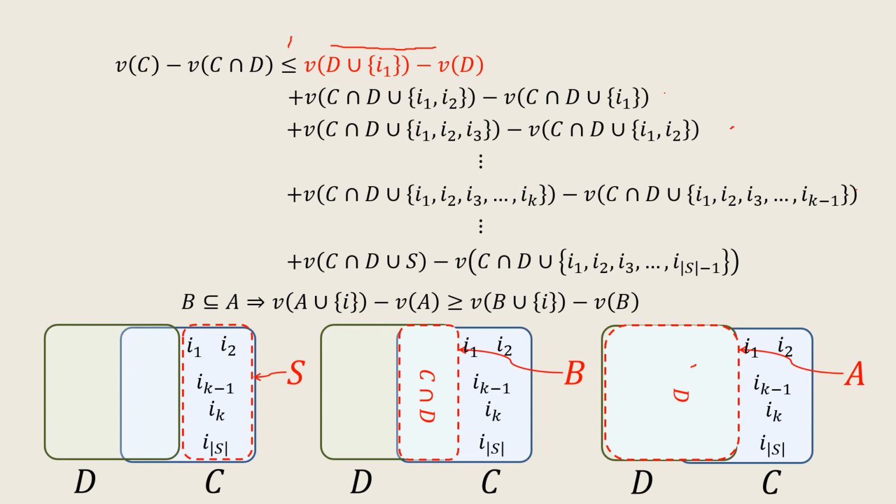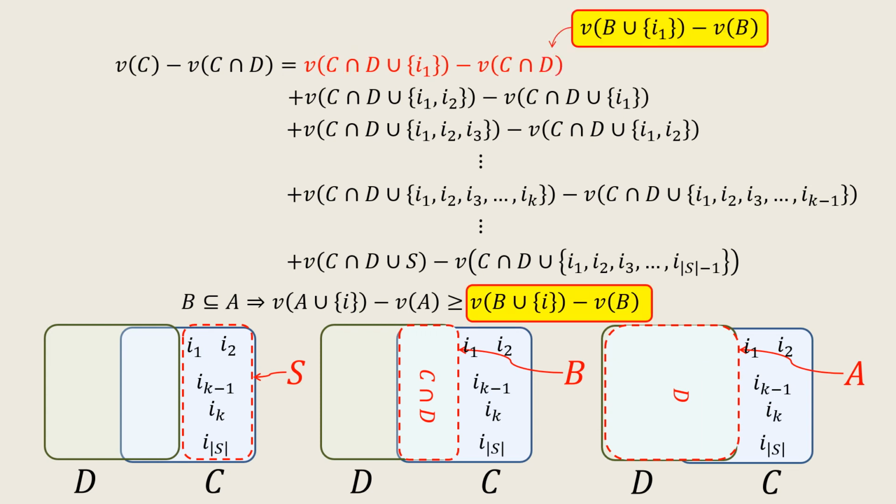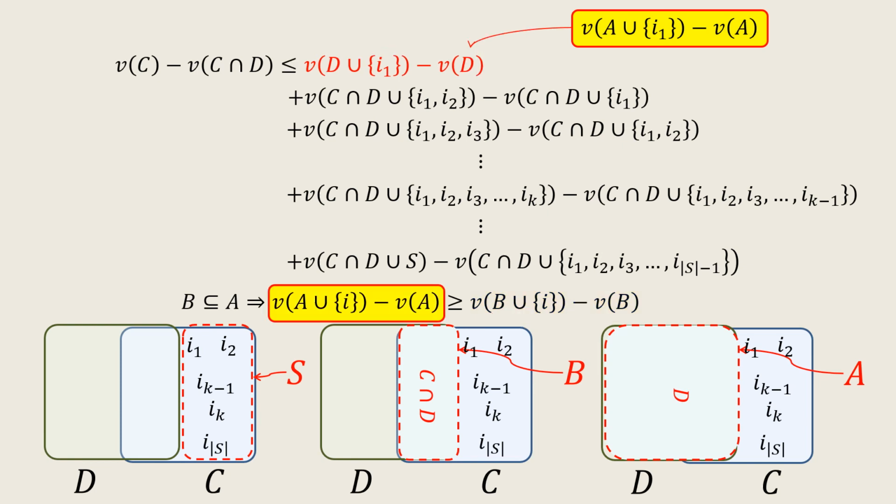Now, for additional clarity, you can see what's being done here. This B is C intersection D and A is D, and then I'm invoking this property here. This is the right-hand side of this expression, which is equal to this, and this is the left-hand side of this expression, whence I get this less than or equal to.